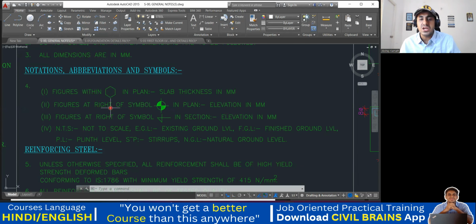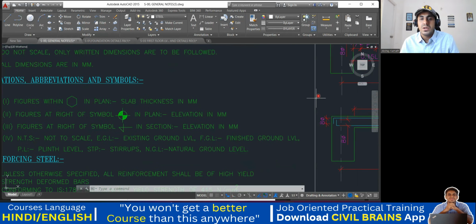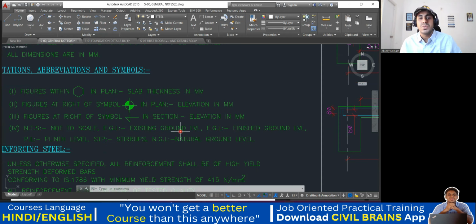And wherever the figures are at the right of the symbol in plan, elevation in mm, that means wherever you find a symbol something like this in a plan, it is telling about the elevation, that is, what height your building is at. If you're looking at your drawing in the section part and you find a symbol like this, it indicates that it is an elevation. Got it? For example, if I'm looking at a plan and they have mentioned this symbol, it speaks about the elevation, whether it is at 1 meter height, 2 meter height, or 3 meter height. If I'm looking at a section drawing and you find a symbol something like this, that also means it's an elevation.